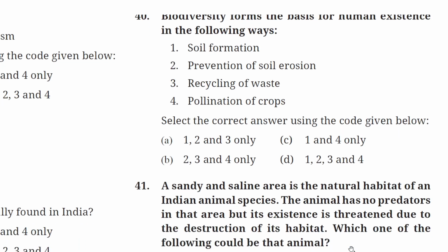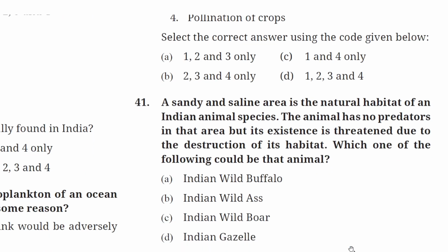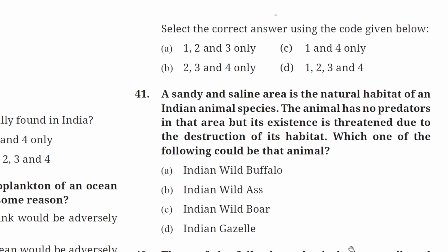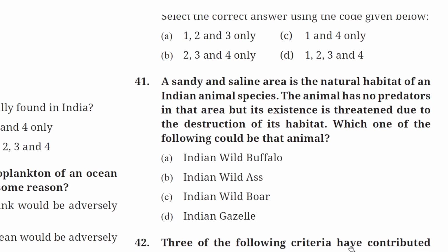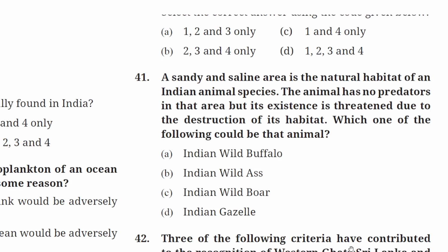A sandy saline area is the natural habitat of an Indian animal species. The animal has no predators in that area, but its existence is threatened due to the destruction of its habitat. Which one of the following could that be the animal? So the answer is Indian wild ass. The Indian wild ass, also called Ghorkhar or Gudipur, is found predominantly in the Little Rann of Kutch and its surrounding areas in Gujarat.